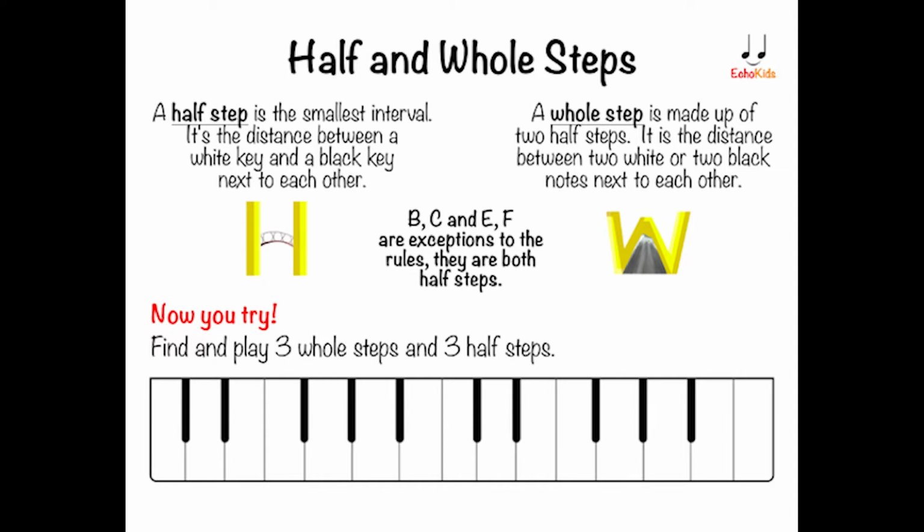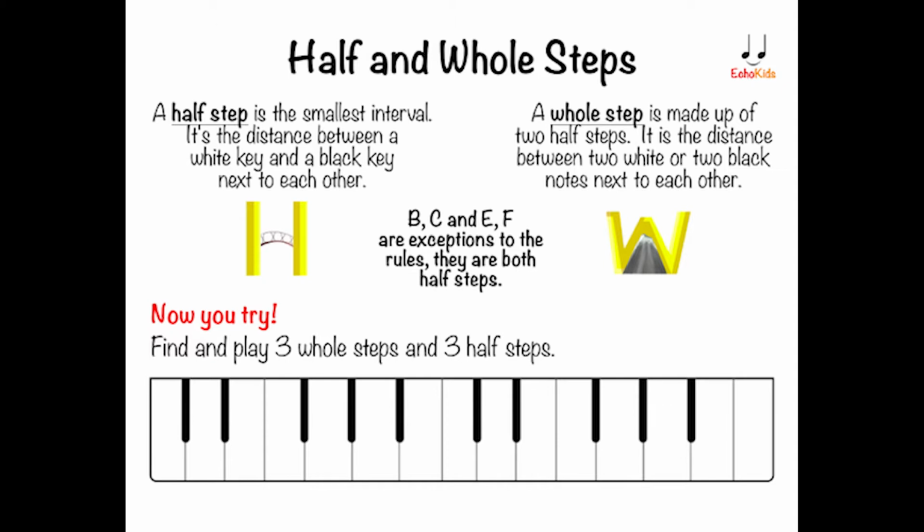Before we do, let's talk about a whole step. A whole step is made up of two half steps. It is the distance between two white or two black notes next to each other. This also has some exceptions, so now let's take a look. B, C, and E, F are the exceptions to the rules because they are both half steps.